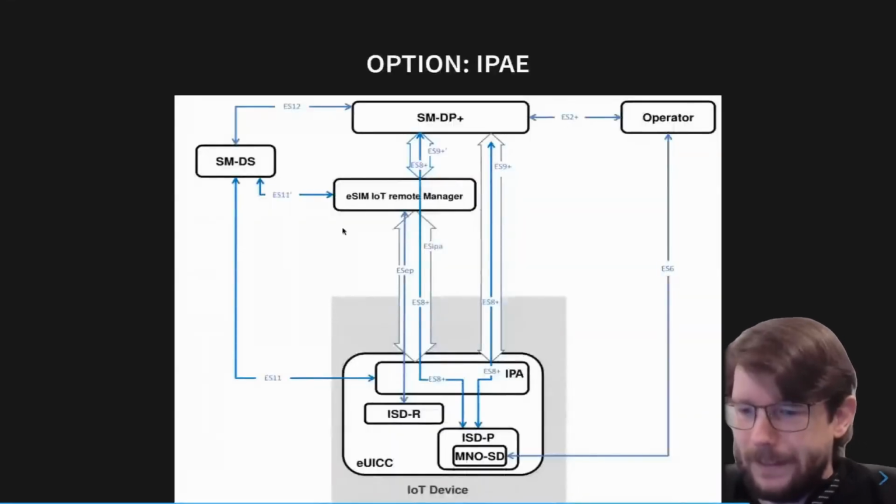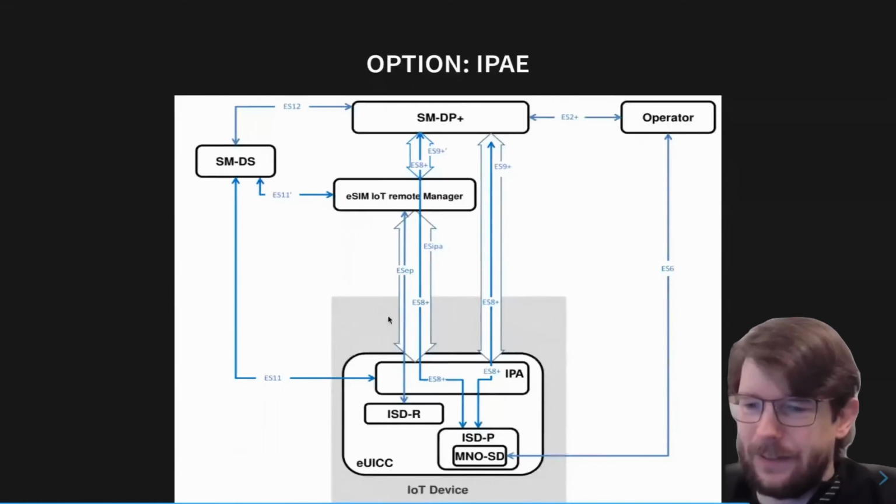So in the IPA-E then, if we look at the diagram, the IPA that previously was here above the EUICC, but still in the gray box of the device, has moved into the EUICC, and now we have the ESIPA interface of the EIM directly going into the EUICC.